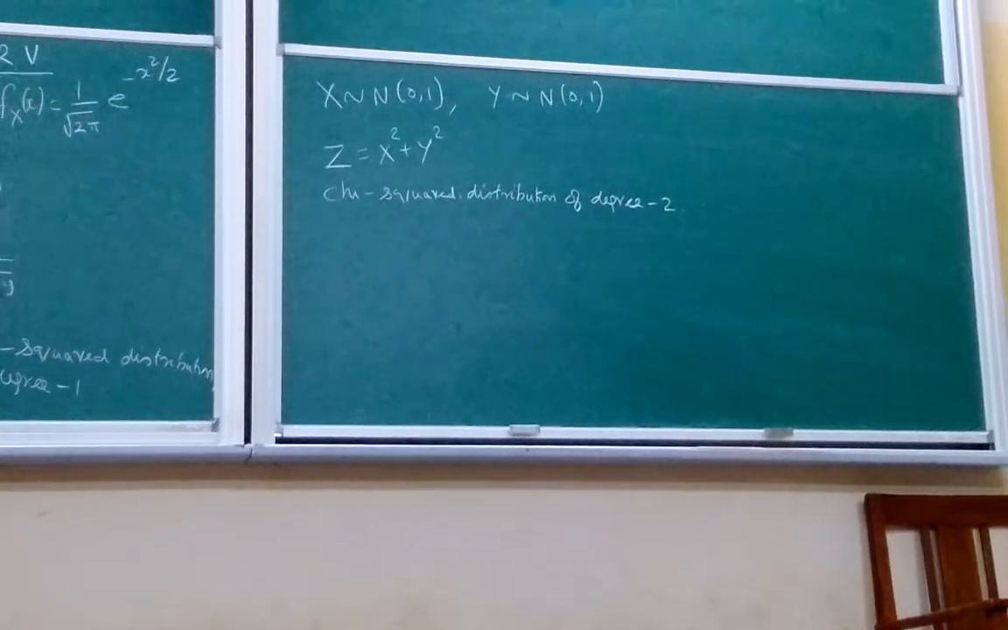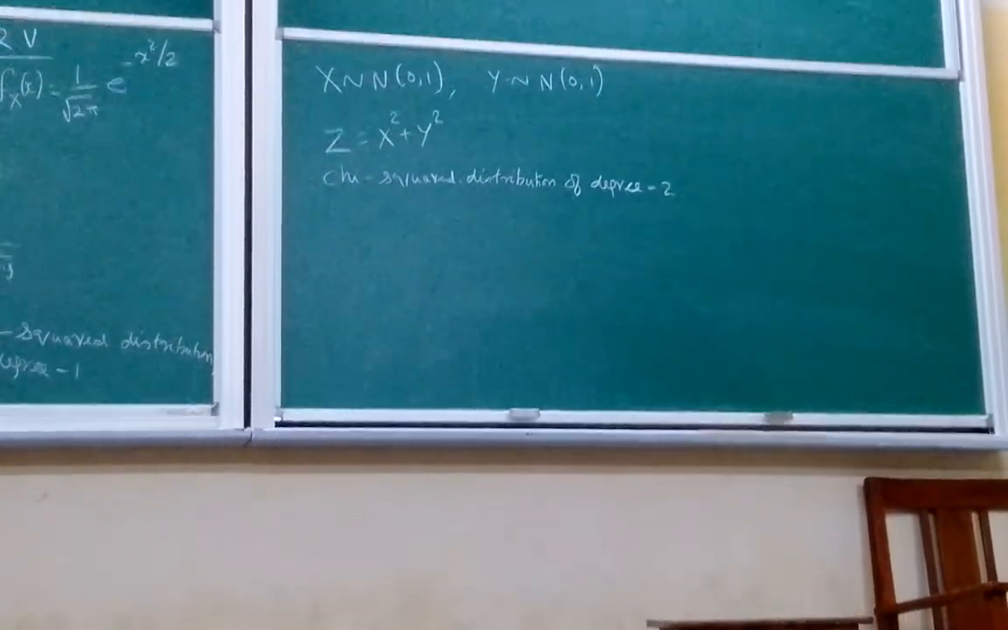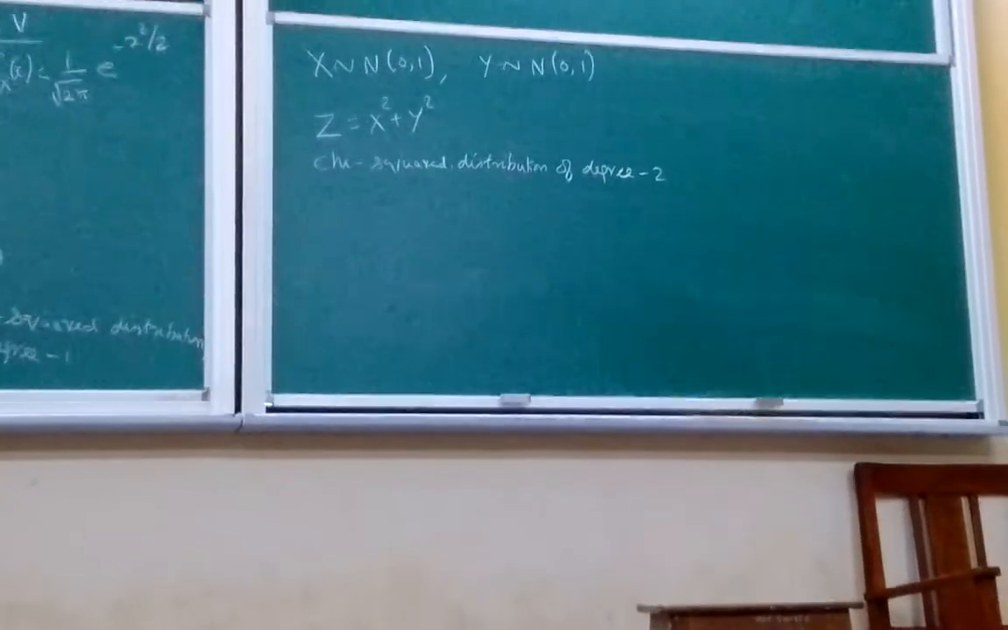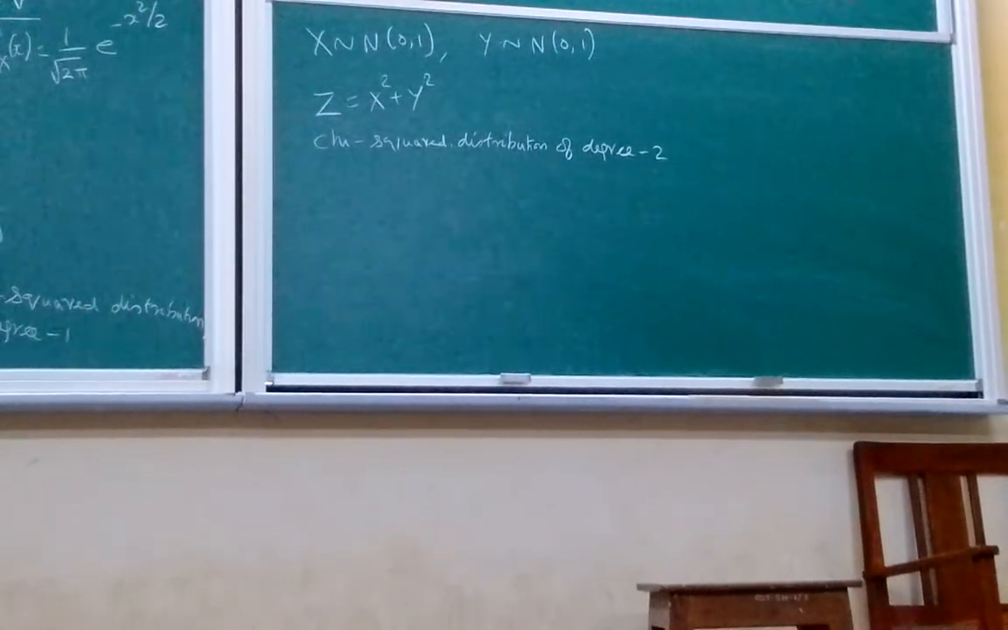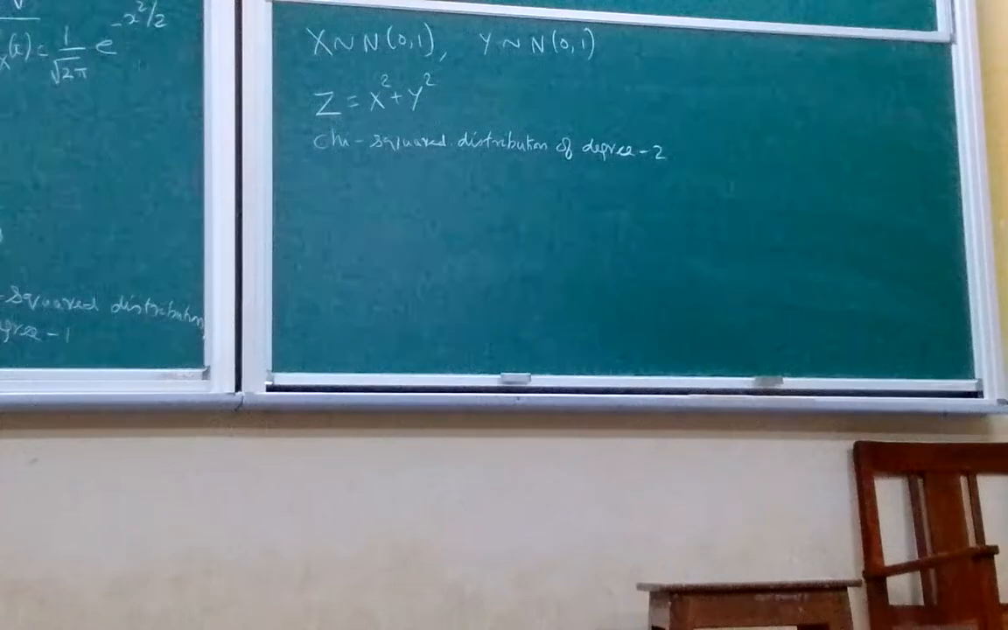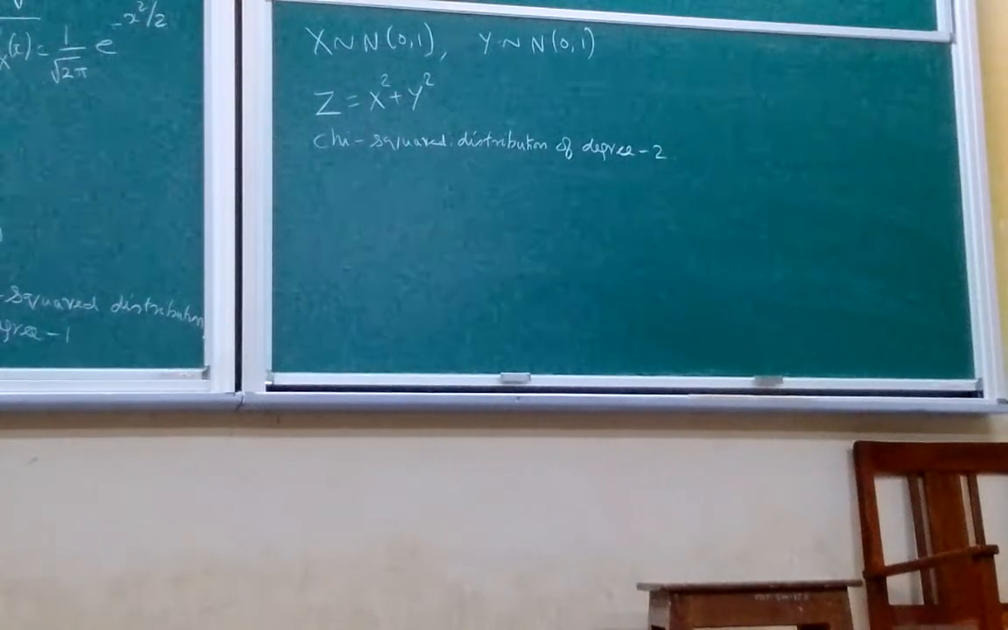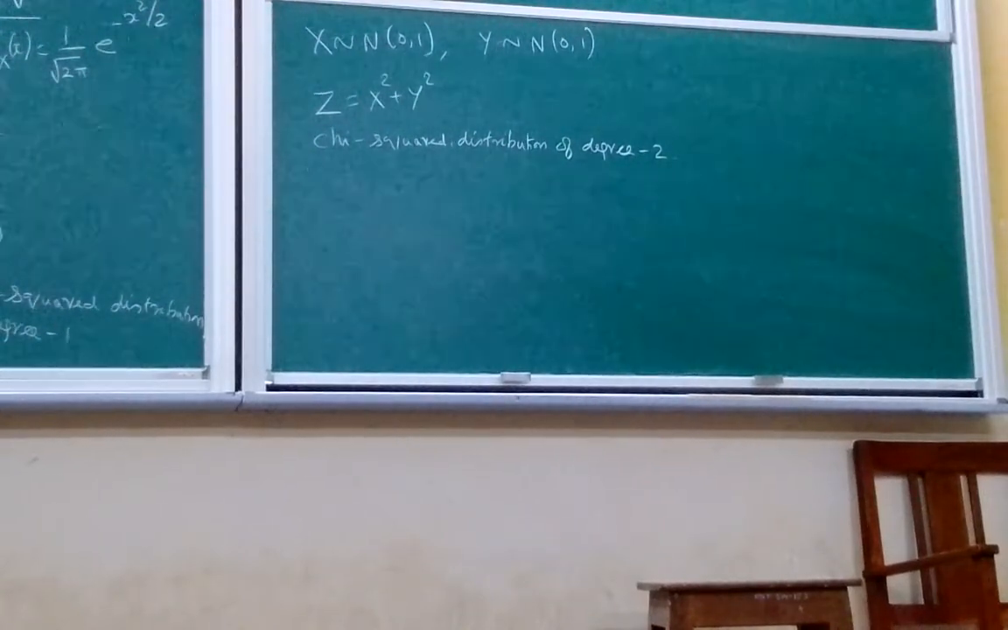And in this manner you can also have many random variables, 3 random variables, x squared plus y squared plus z squared will be chi-square distribution of degree 3, and so on for 4. They all will be of use.